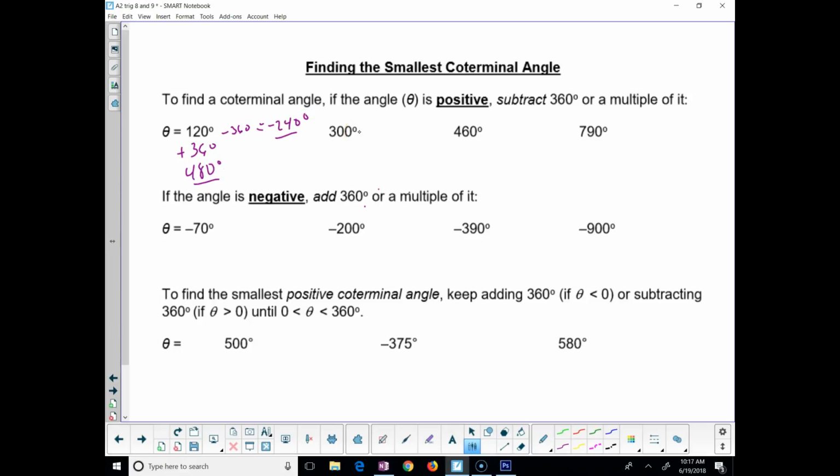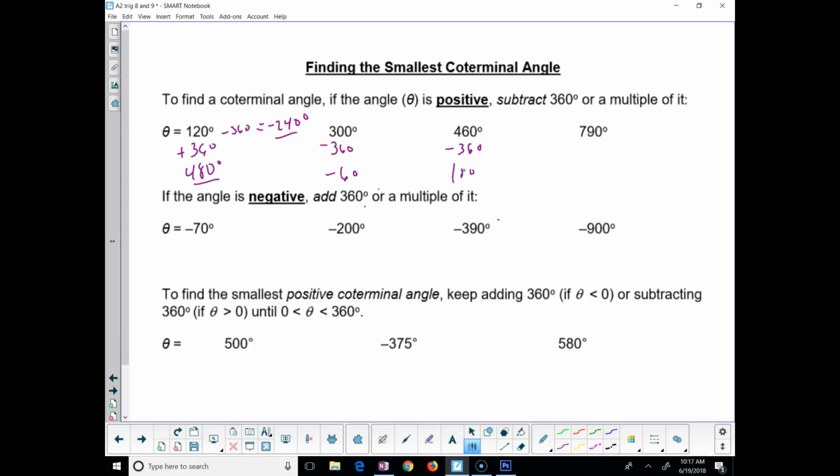If I wanted to find one here, we'll just subtract 360. We'll see that we get negative 60. But if I wanted to add 360, you can see that 300 plus 360 is just 660. All right. 460, if we subtract 360, we're going to notice that, first of all, it's greater than one rotation. Think about it, greater than 360. So 460 minus 360, and you get 100. If you wanted to add 360 to it, you're going to get 820 degrees.